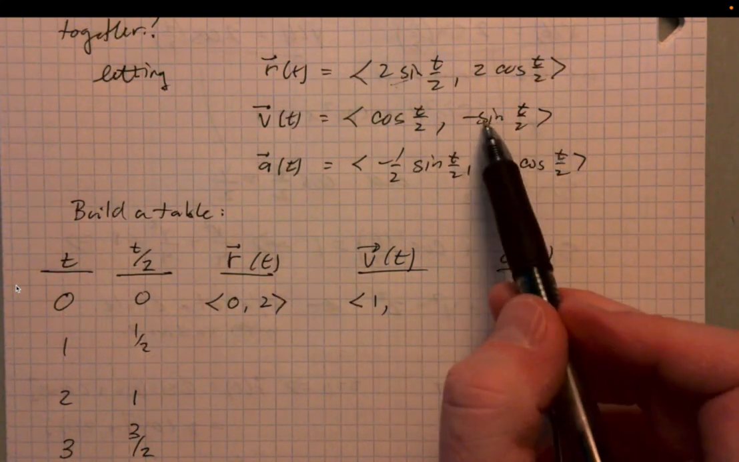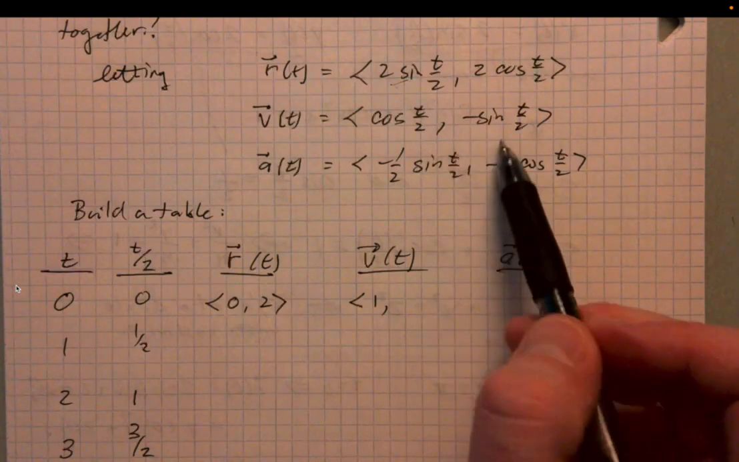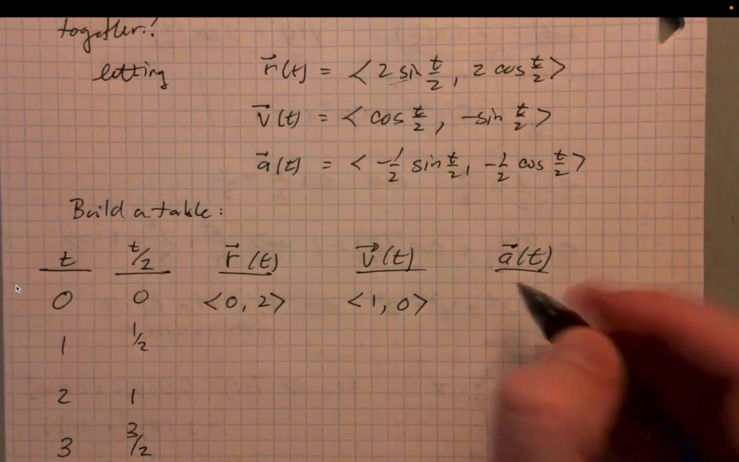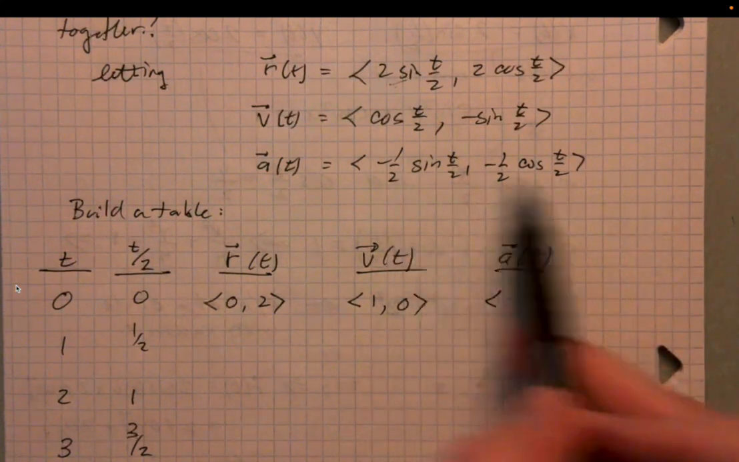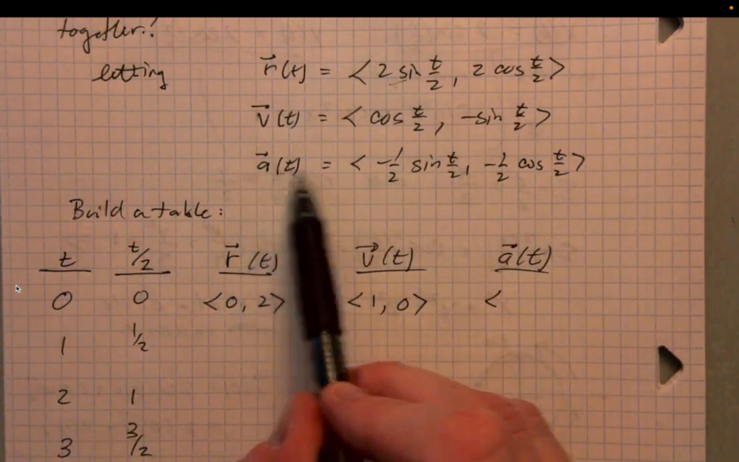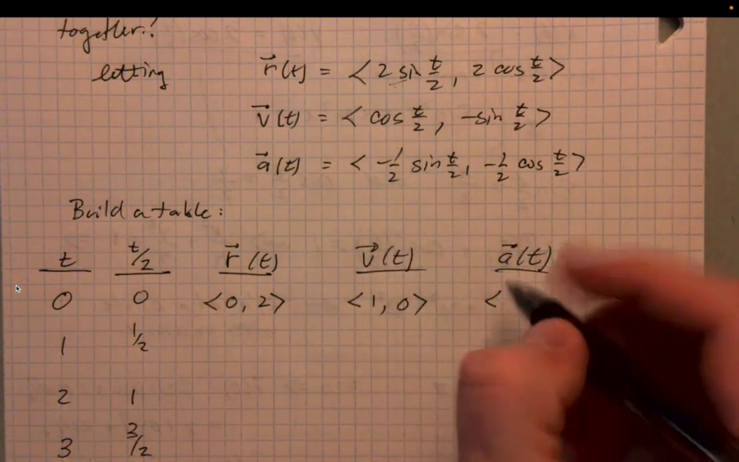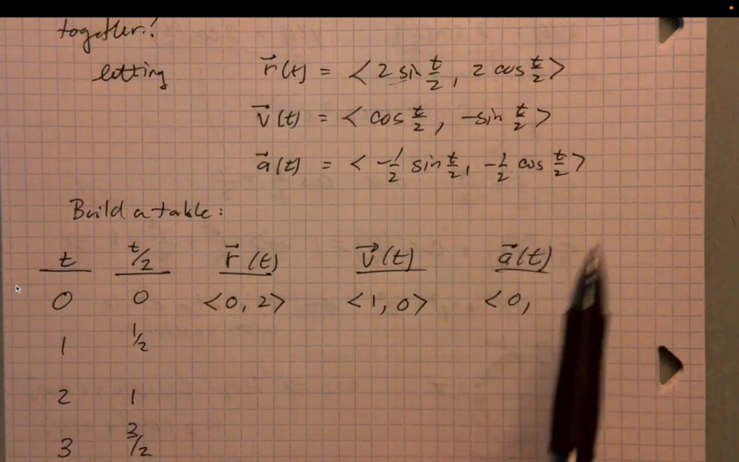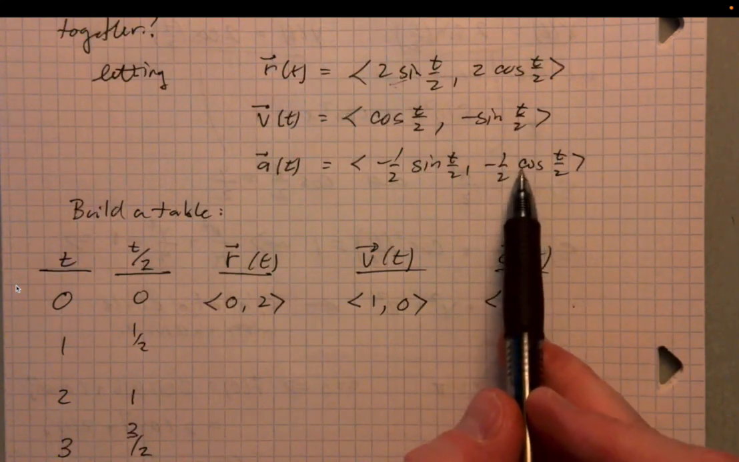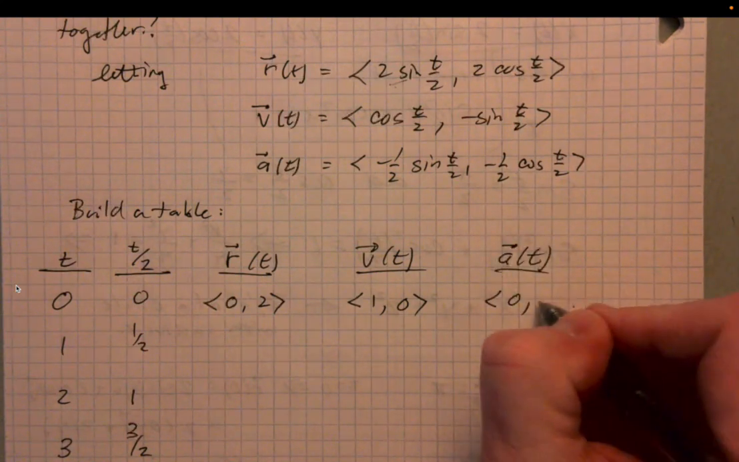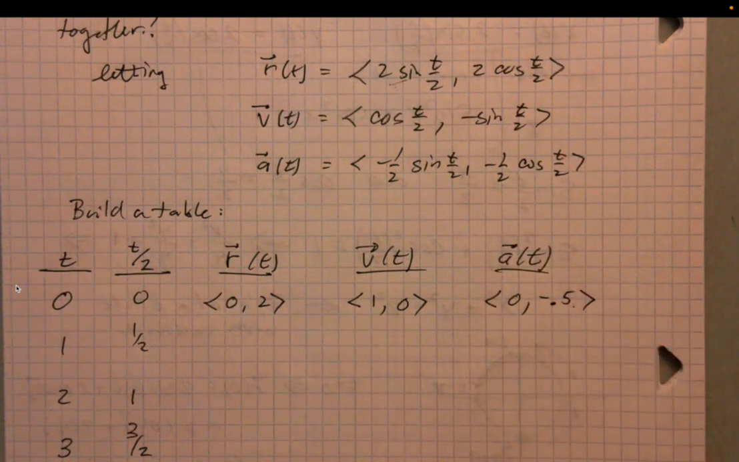What happens when we plug in 0 to negative sine? Well, we get a 0. Okay, and then what about for acceleration, the acceleration vector here? When we plug in a 0 there, we get negative 1/2 times the sine of 0, and of course that's going to be 0, and then we get negative 1/2 times the cosine of 0, so that's negative 1/2 times 1, and so that is just negative 1/2. I'm going to write these as decimals because they're not going to be nice as soon as we move past this line.